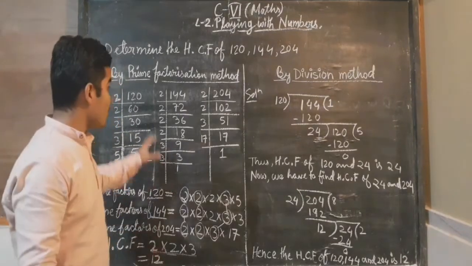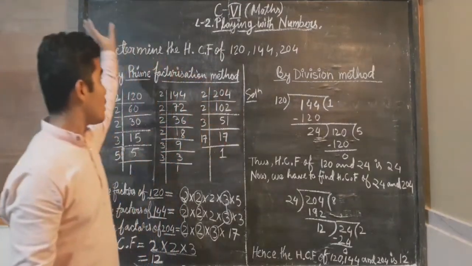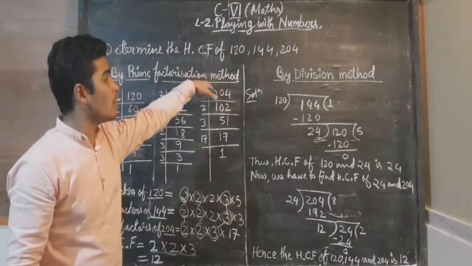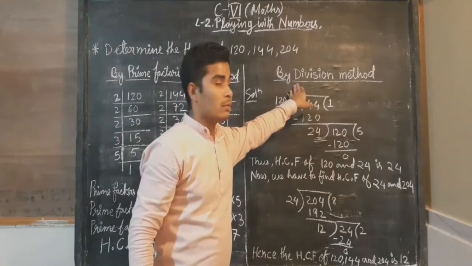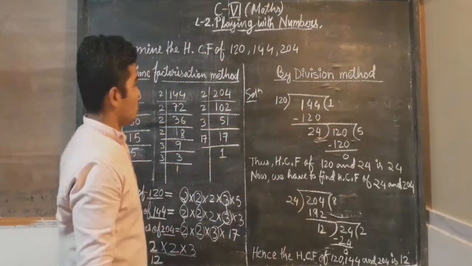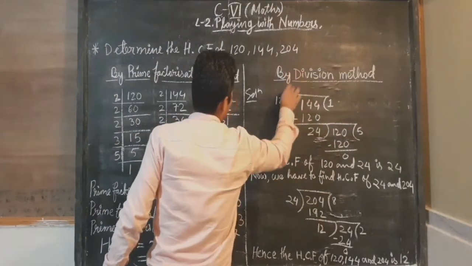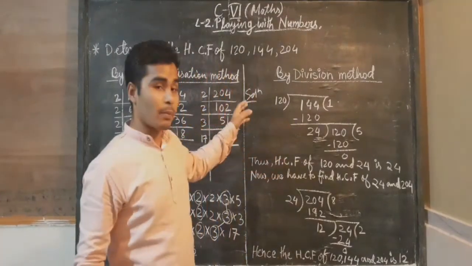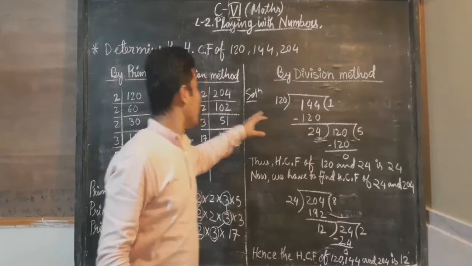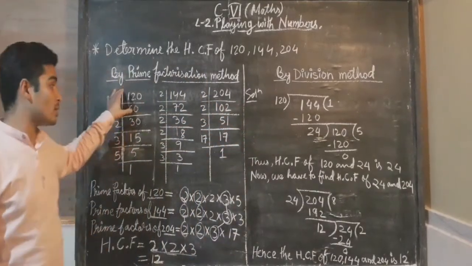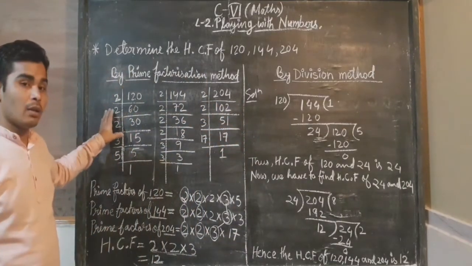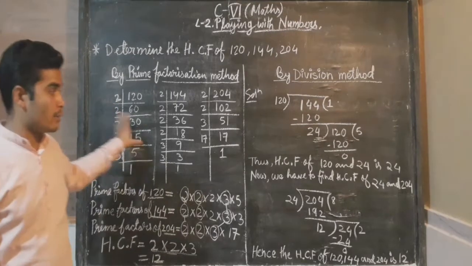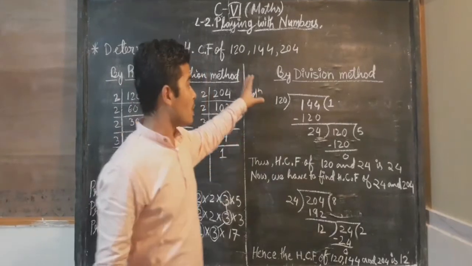Now I am showing you the HCF of the same numbers by using the division method. This method is suitable for finding the HCF of large numbers, and the prime factorization method is suitable for finding the HCF of small numbers only. So I'm showing you this method for finding HCF.